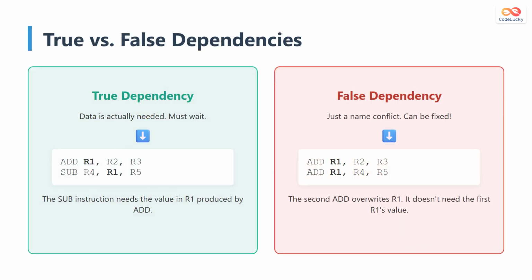To understand why this is a bottleneck, we need to distinguish between true and false dependencies. A true dependency happens when one instruction actually needs data produced by a previous one. We cannot avoid waiting for that data. But a false dependency is different. It occurs simply because we ran out of unique names and had to reuse a register, like R1, for two completely unrelated tasks. This name conflict forces the processor to wait unnecessarily.